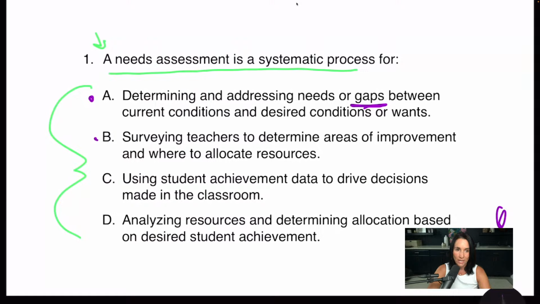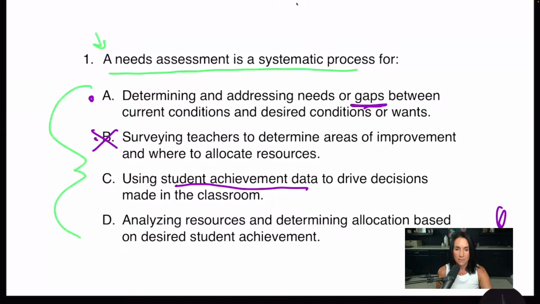And so in order to mitigate that, we need to look at surveys for sure, but then cross-reference them with actual quantitative data. Okay, so that's really important. So I'm going to cross off B. C, using student achievement data. Ooh, I like it. Student achievement data to drive decisions made in the classroom.